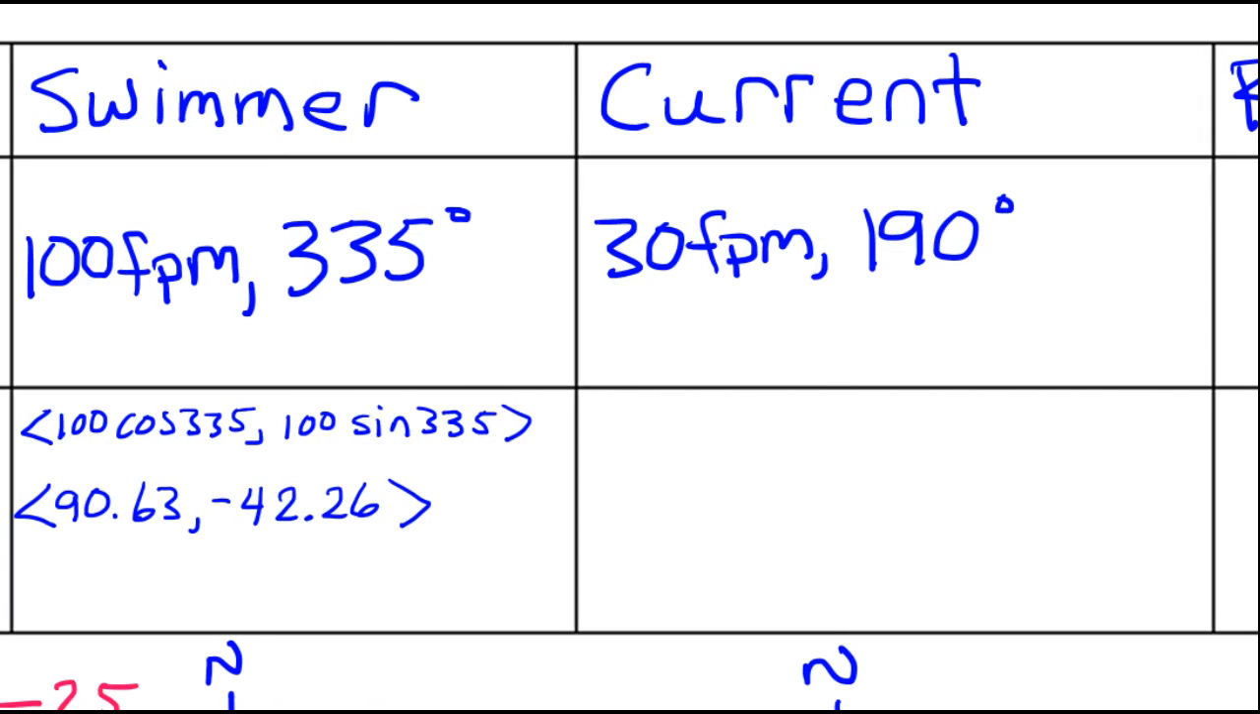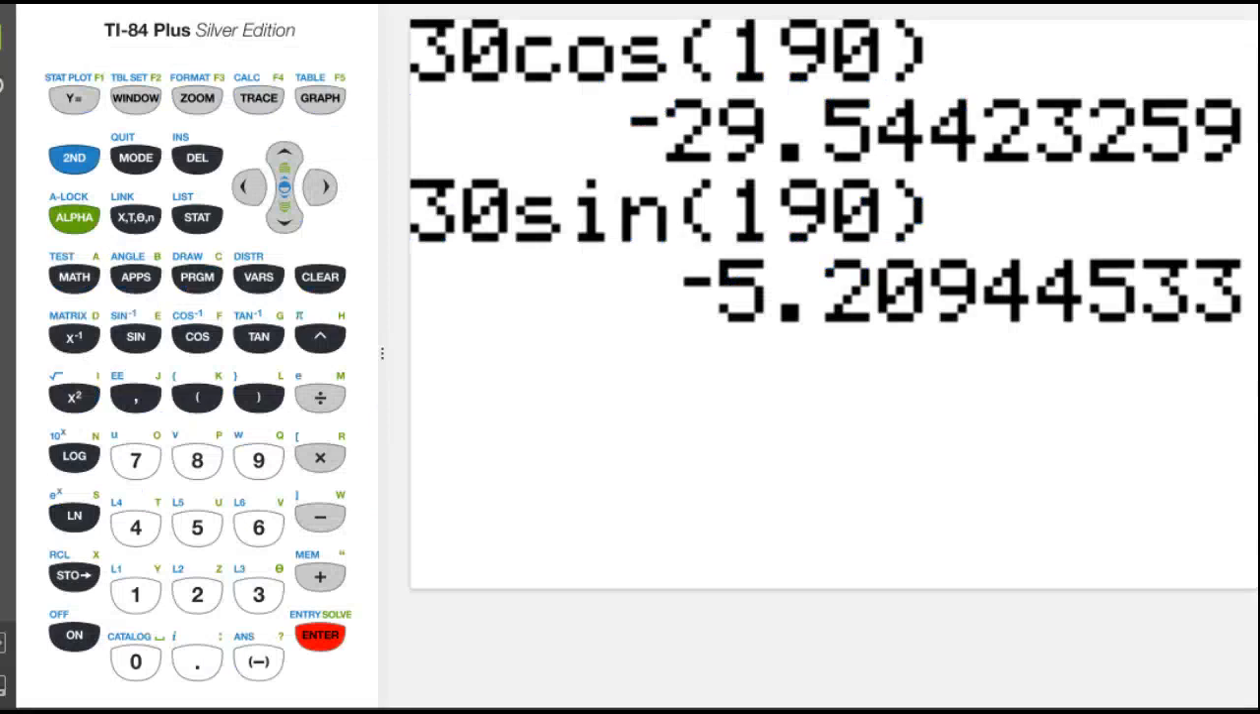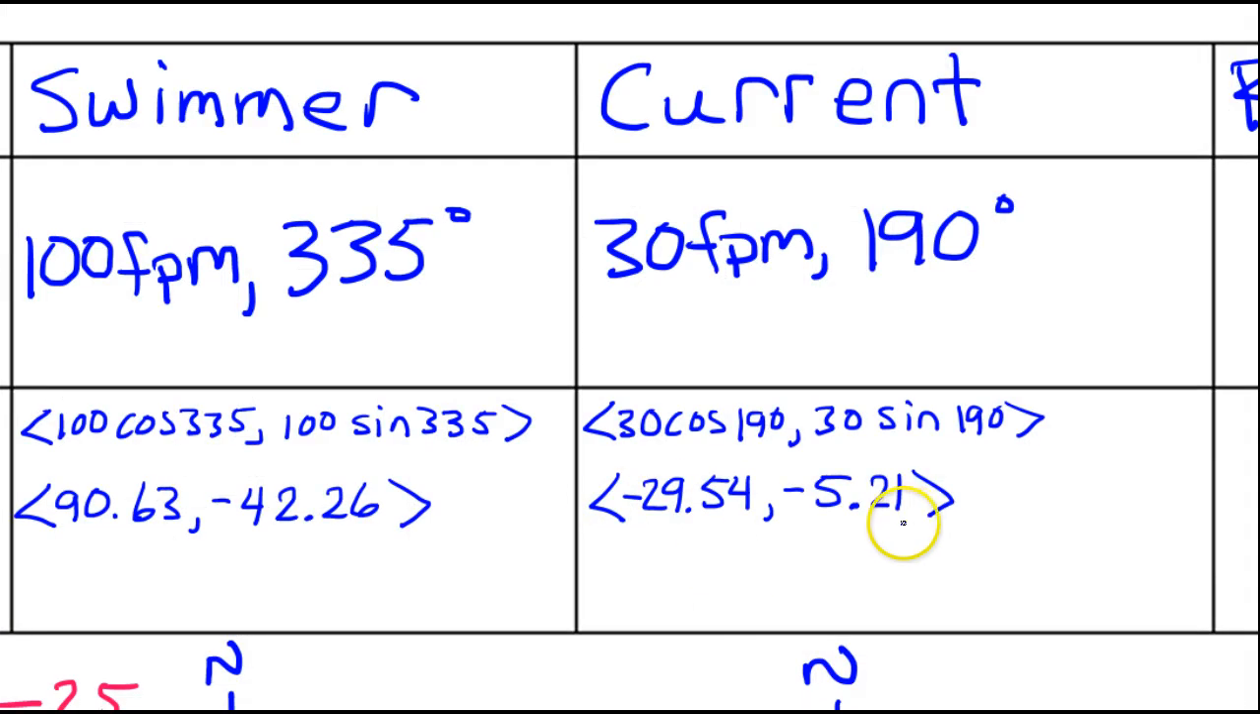Similarly, for the current, we can convert this magnitude and direction into component form by doing 30 cosine 190 and 30 sine 190. And again, calculator. The horizontal component is negative 29.54, and the vertical component is negative 5.21. And we record that right here.